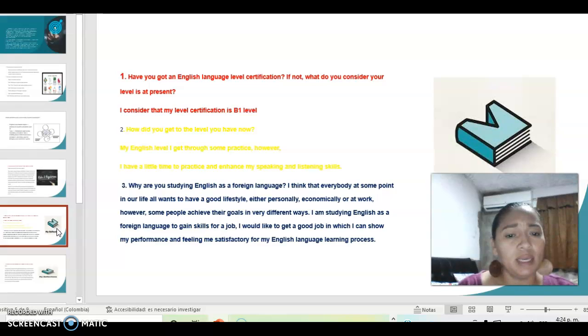Why are you studying English as a foreign language? I think that everybody at some point in our life wants to have a good lifestyle, either personally, economically, or at work. However, some people achieve their goals in very different ways. And I'm studying English as a foreign language to gain a skill for a job. I would like to get a good job in which I can show my performance and feel satisfied with my English language learning.